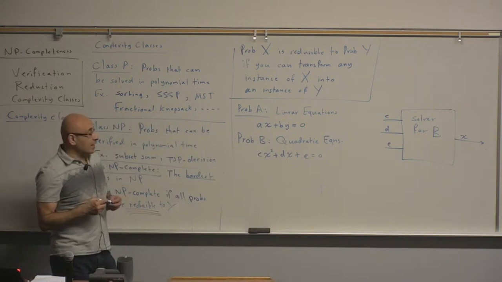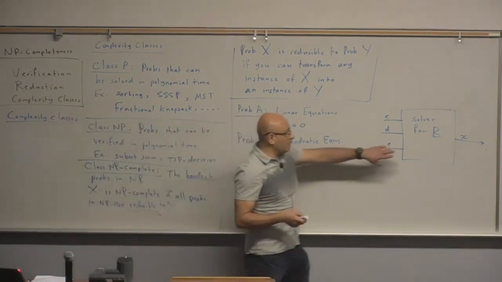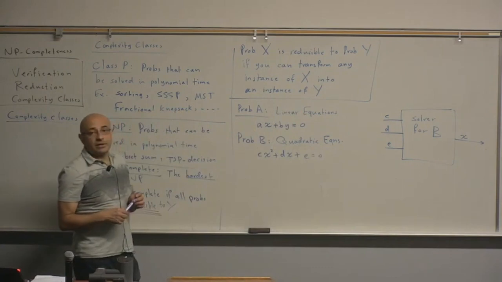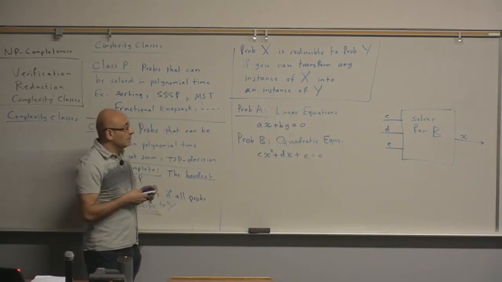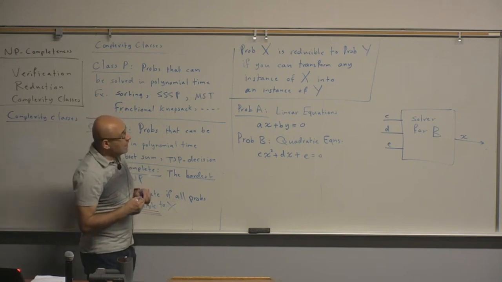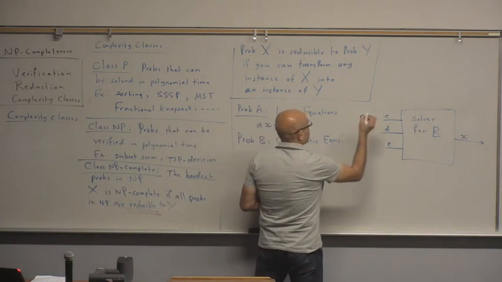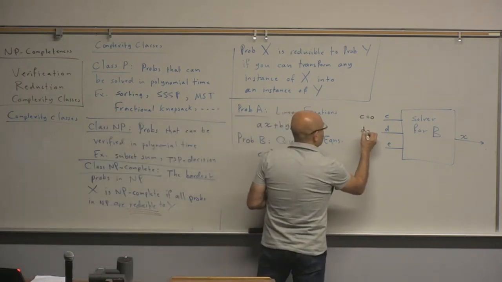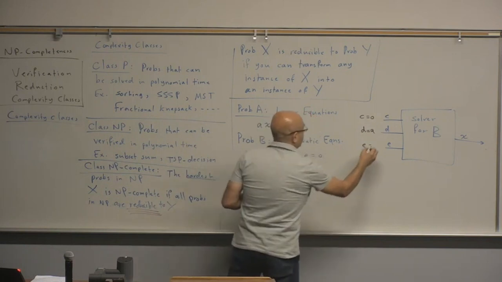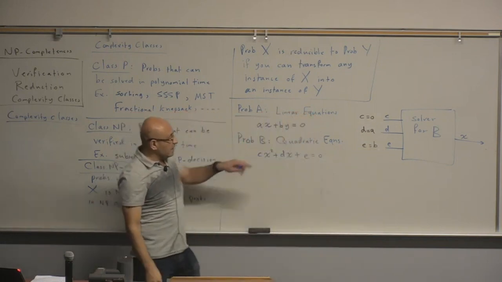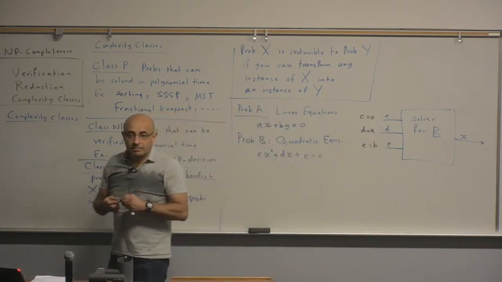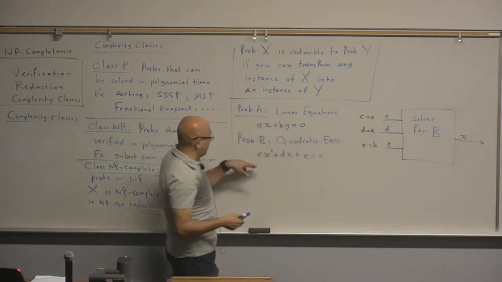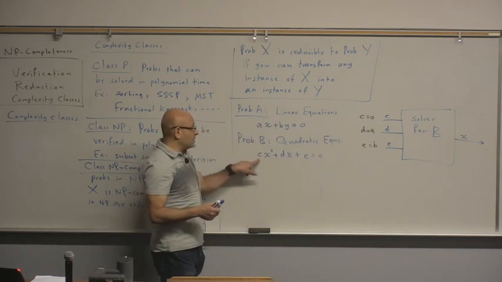Now, if I tell you that I have a solver for B, so I have an algorithm or a program that can solve quadratic equations, can you use it to solve linear equations? And how? Just let C be 0. Yes, exactly. So you set C to 0, and then you set D equals A, and you set E to B, and then it solves the linear equation problem for you. If you have this solver that can solve any instance of this problem for any C, D, and E, it should work for C equals 0.